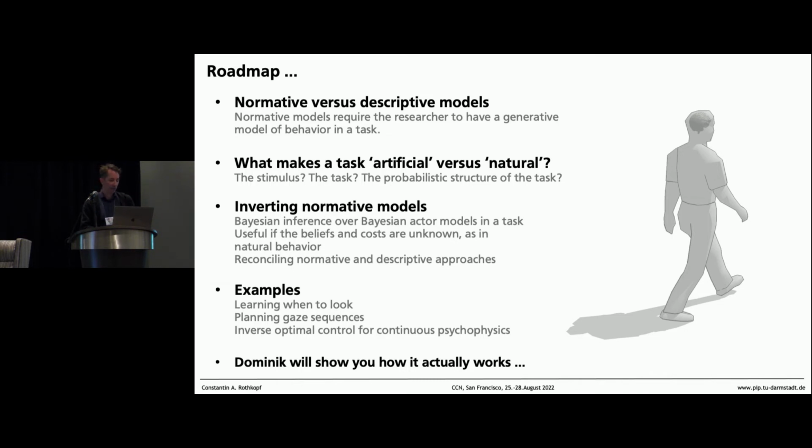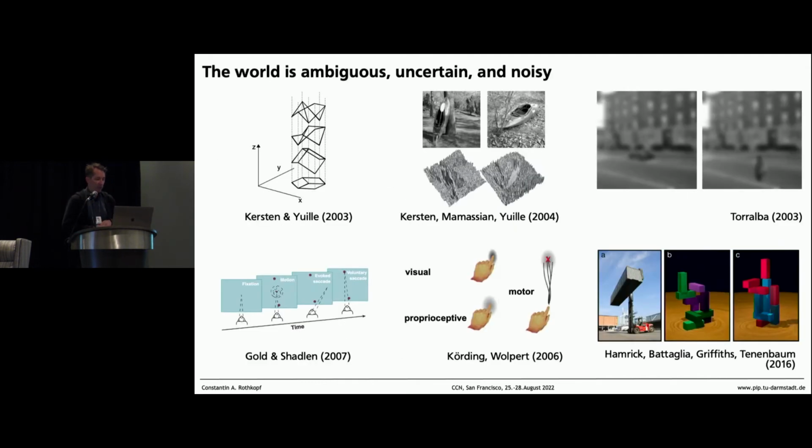All right, so normative versus descriptive models. What's up with that? Well, the central motivation for using probabilistic normative models is the fact that the world is ambiguous, uncertain, and noisy. The way to think about this is that there are infinitely many objects that can give rise to the same sensory inputs, and one and the same object can give rise to many different sensory inputs. If the sensory input is particularly uncertain, then the effects of the prior become more pronounced.